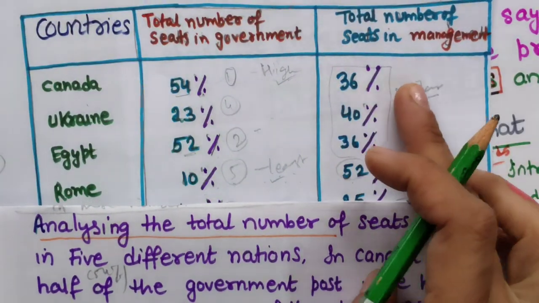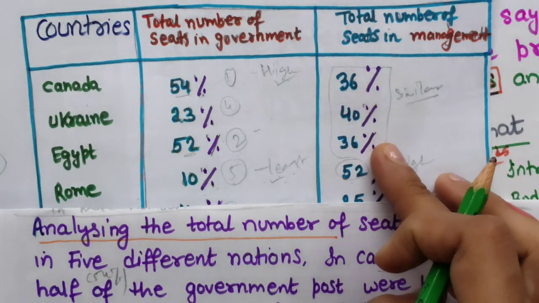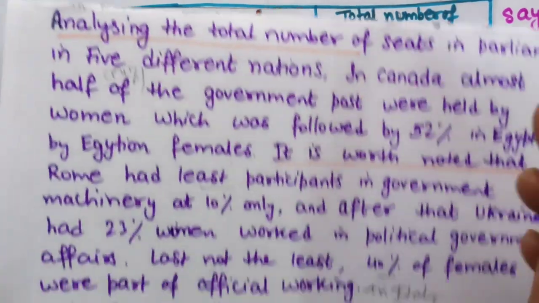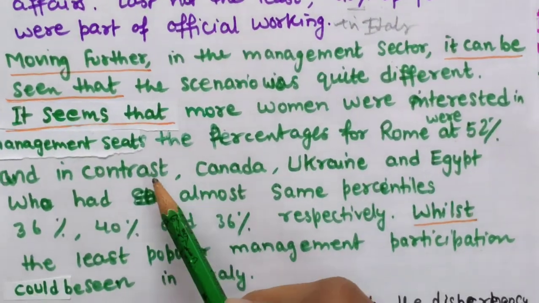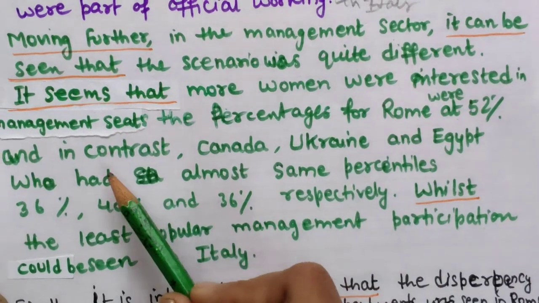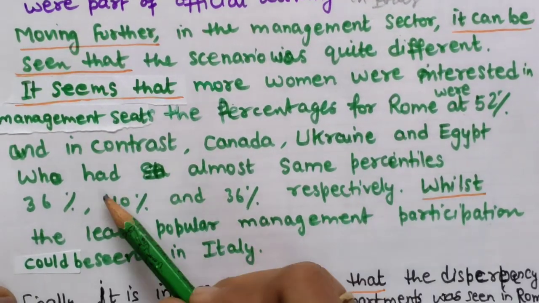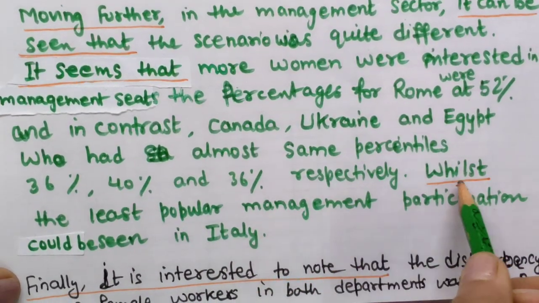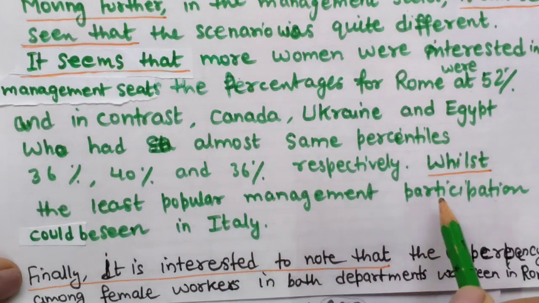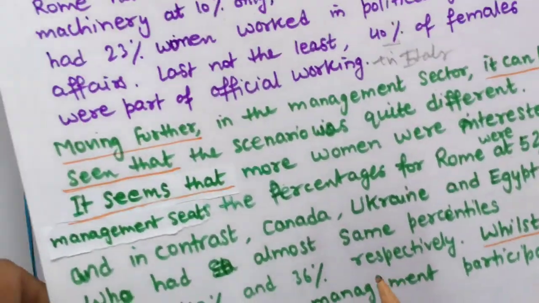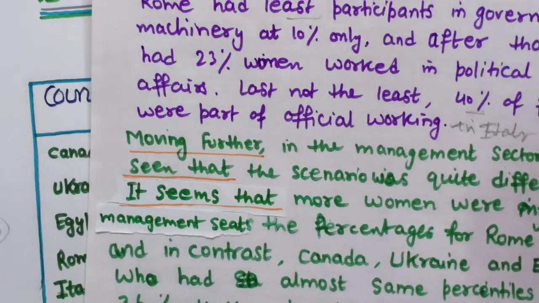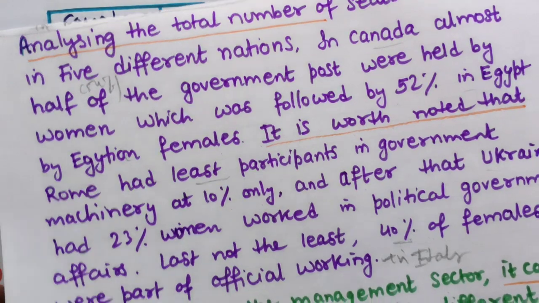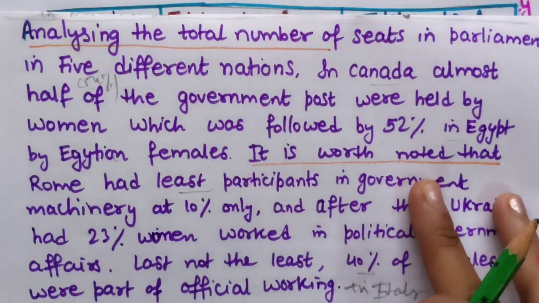I told you I will be combining these three countries' percentages, which are almost the same. That's why I have combined them like that. And in contrast Canada, Ukraine and Egypt, who had almost the same percentile, 36%, 40% and 36% respectively, whilst the least management participation could be seen in Italy. See this, Italy is showing 25%. It is too simple to write body paragraphs, don't get confused.